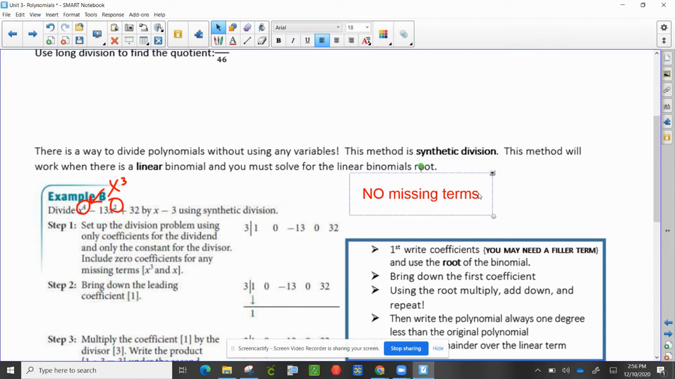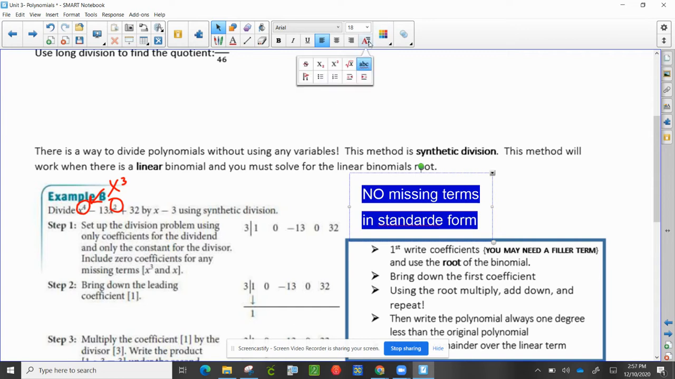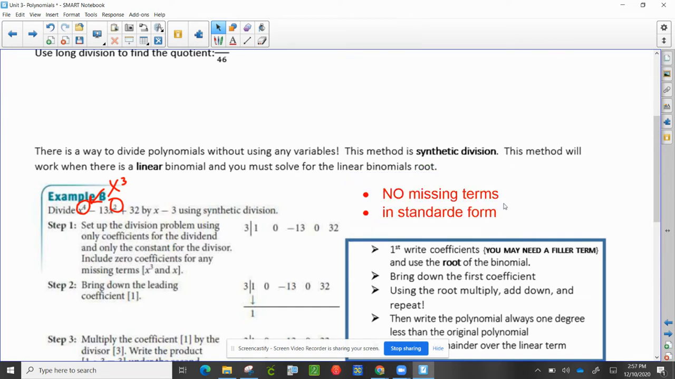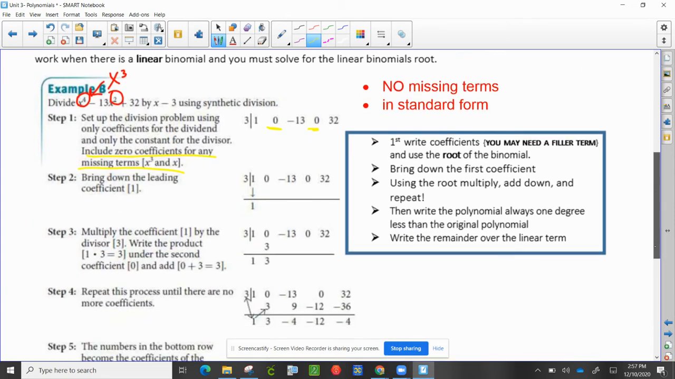The other thing we need to make sure we have is that everything is in order, so our expression is in standard form. We have to make sure we're not missing any terms, and also that it's in the right order. Standard form means it starts with the biggest exponent and works its way down. Those are the two main things. If we do have a missing term like this example in the book, you have to put in a 0 for that coefficient. Include 0 coefficients for any missing terms as placeholders. We'll do an example where we see that happening.